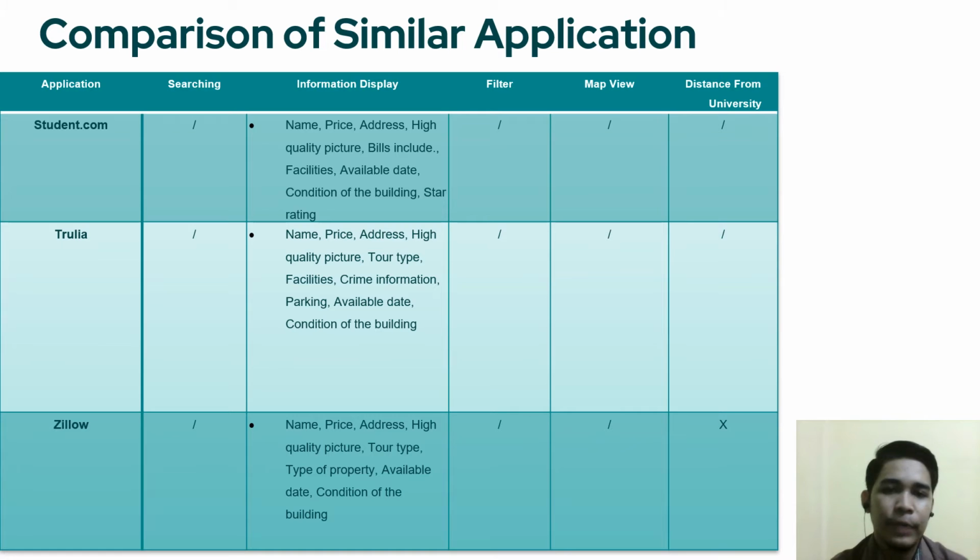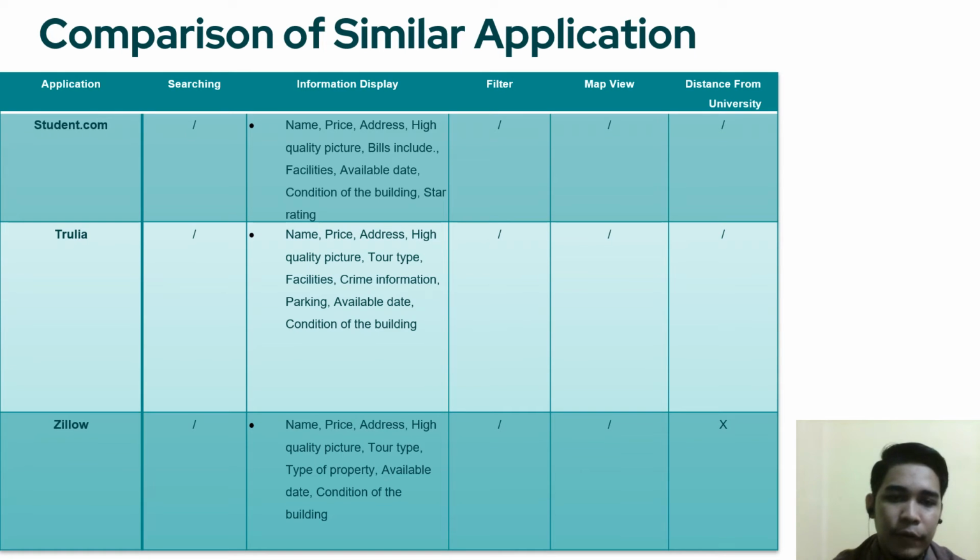We move to the comparison of similar applications. There are three applications similar to the application that I want to build, which are Student.com, Trulia, and Zillow. These three mobile applications are quite popular worldwide. Based on the comparison table, we can see the searching function is important for users to search for locations more quickly. Next, we move to information display.